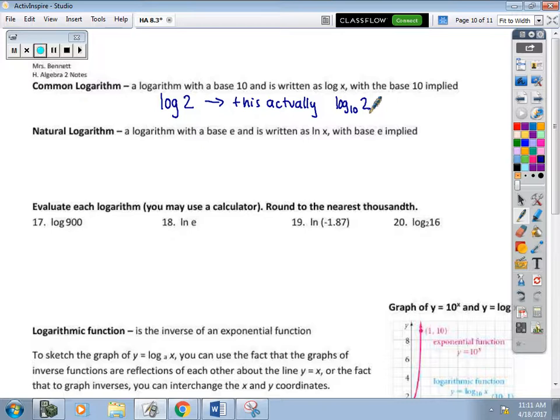Just like when we see x by itself, we know that's really 1x. We know there's a 1 hiding there. This is the same scenario. So the base of 10 is implied. This is the type of log that you can type in the calculator. So your calculator uses base 10 automatically. And that's why it doesn't show up with a little base, it just says log.